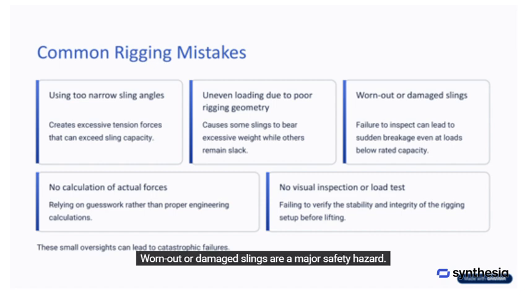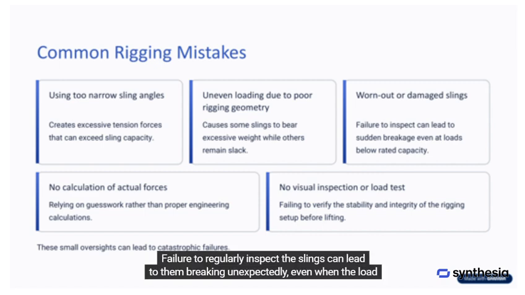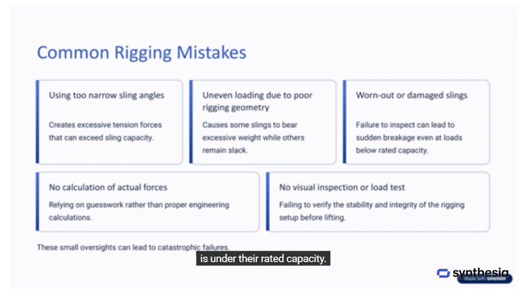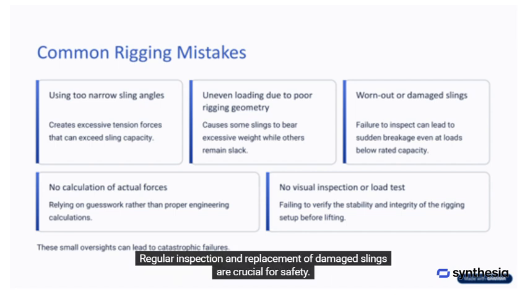Using worn or damaged slings. Worn out or damaged slings are a major safety hazard. Failure to regularly inspect the slings can lead to them breaking unexpectedly, even when the load is under their rated capacity. Regular inspection and replacement of damaged slings are crucial for safety.